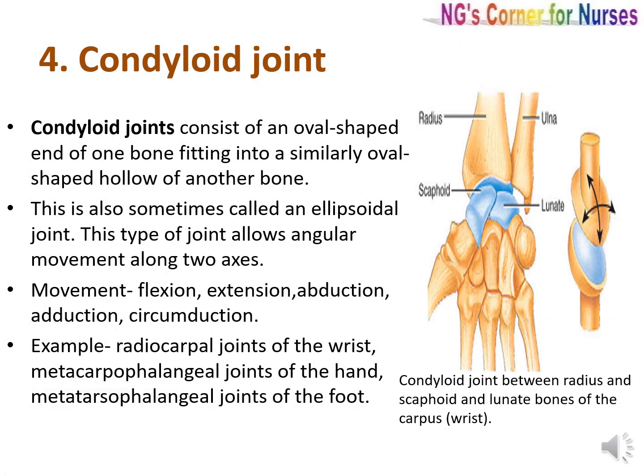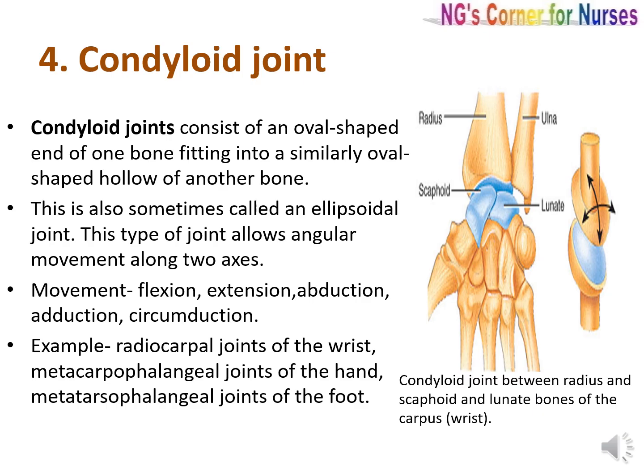Fourth one is the condyloid joint. Condyloid joints consist of an oval-shaped end of one bone fitting into a similarly oval-shaped hollow of another bone. This is also sometimes called an ellipsoidal joint. This type of joint allows angular movement along two axes. So, the condyloid joint allows movements like flexion, extension, abduction, adduction and circumduction.